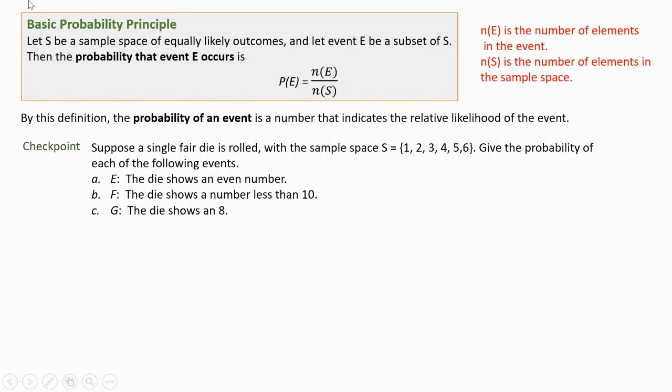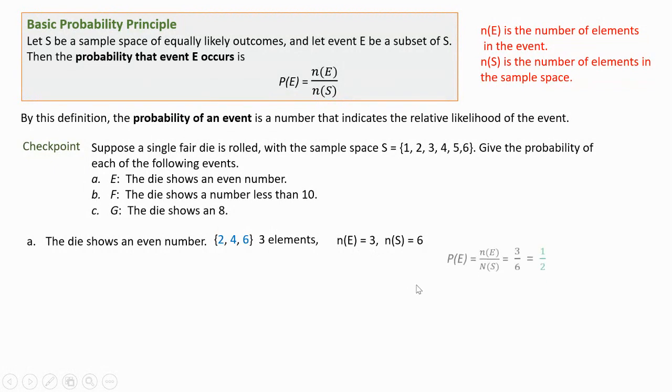Checkpoint. Here we go. Suppose a single fair die is rolled with a sample space S equals 1, 2, 3, 4, 5, 6. Give the probability of each of the following events. The die shows an even number, right? So that means it's 2, 4, 6, right? So it's 3 elements. So that's my event, that's my sample space, so it's going to be 3 over 6, which will be 1/2.